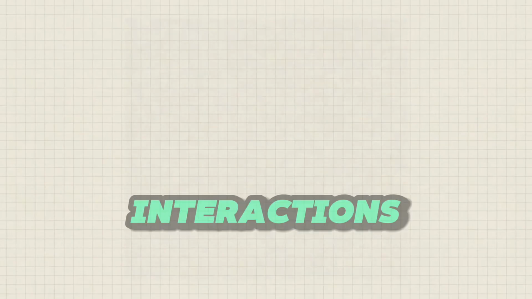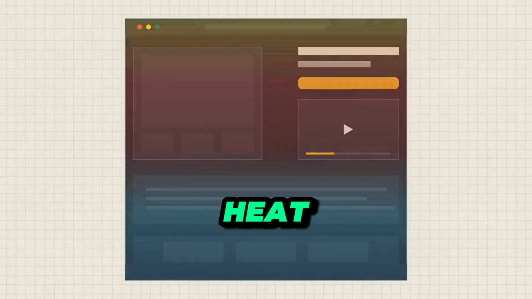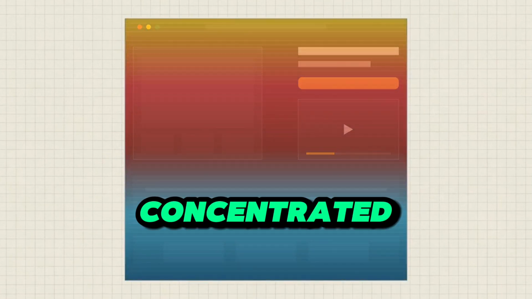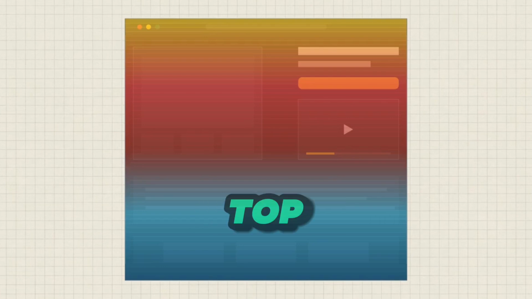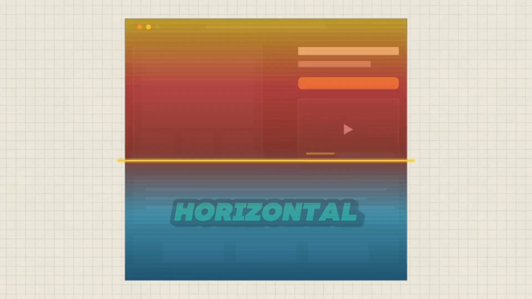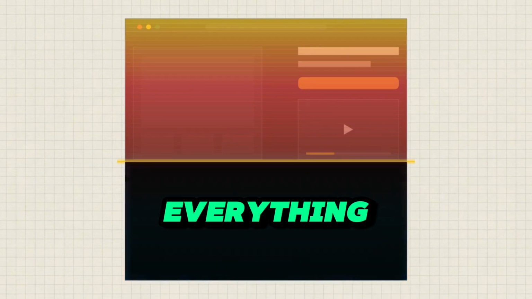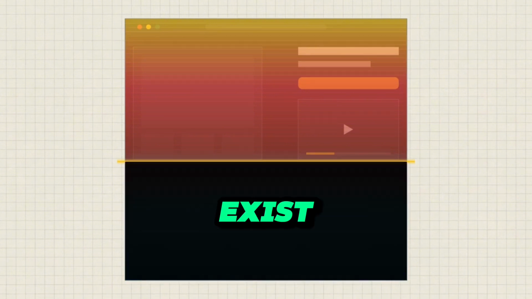When you aggregate these interactions, you get a literal map of human attention. This thermal heat map shows where interest is concentrated, transitioning from intense red at the top down to deep blue at the footer. Tracking scroll depth reveals the horizontal threshold where a customer lost interest. For those users, everything below that line essentially ceased to exist.